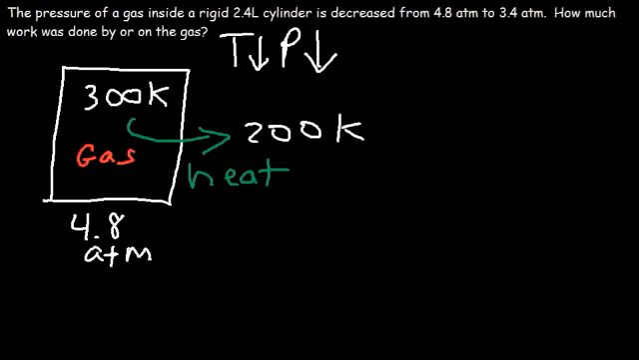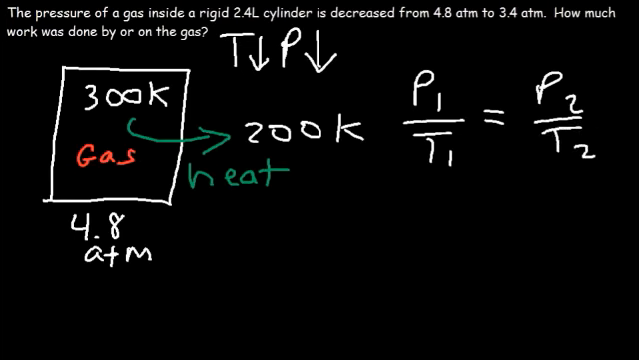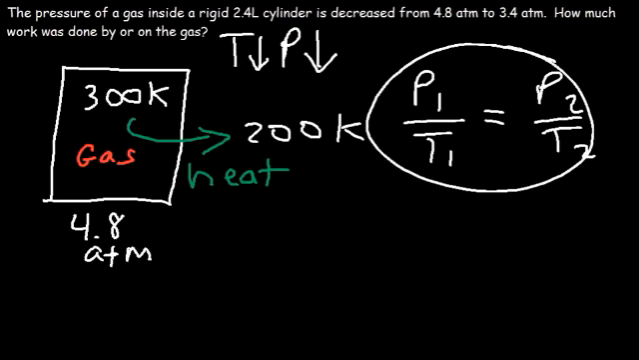The relationship between pressure and temperature under constant volume conditions is this. I believe it's called Gay-Lussac's law. Temperature and pressure are directly related. So we can use this equation to calculate the new pressure or the new temperature, whichever we need. But we don't need to do all of that for this problem.